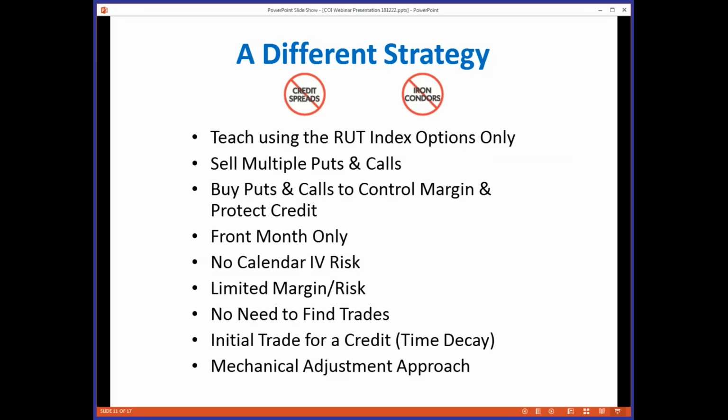So that's nice. Most of the traders I talk to are trading their IRA, so it's a fixed margin, fixed risk trade. The only thing I think you can't do in your IRA is sell stock short or be naked short calls. And again, there's no need to find trades, right?